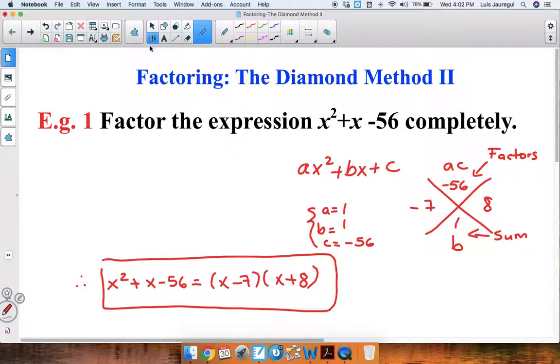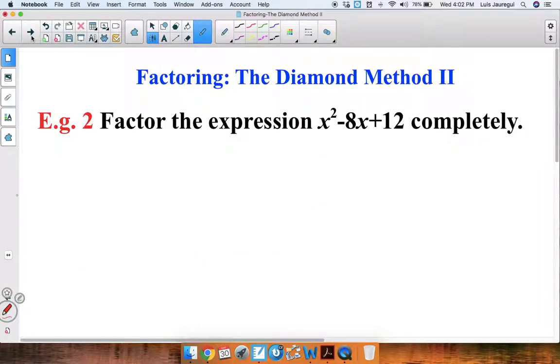Let's see one more example. Factor the expression x squared minus 8x plus 12 completely. Once again, this expression is of the form a times x squared plus b times x plus c. By matching, we get that the value for a is equal to 1, the value for b is equal to negative 8, and the value for c is equal to positive 12.